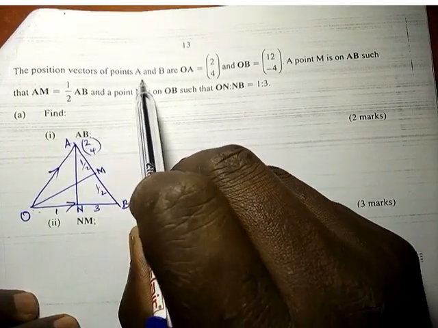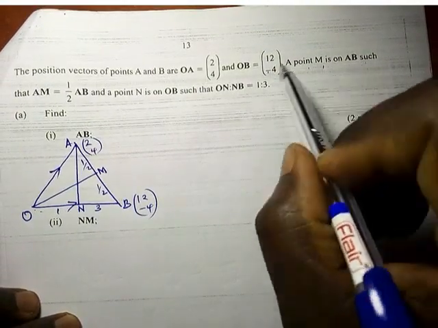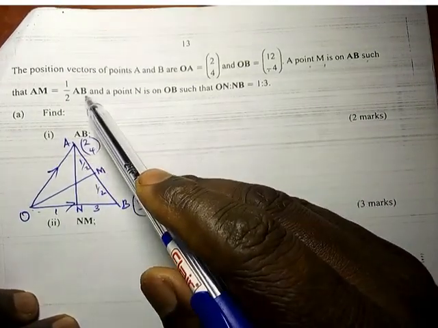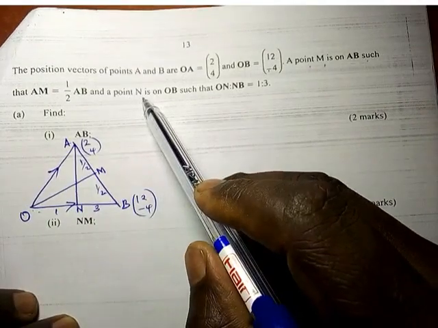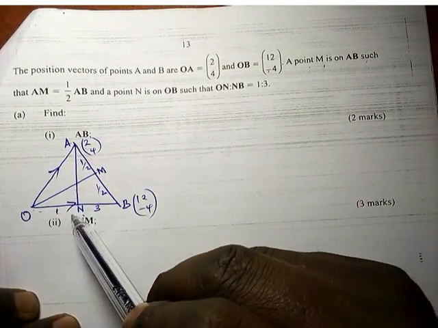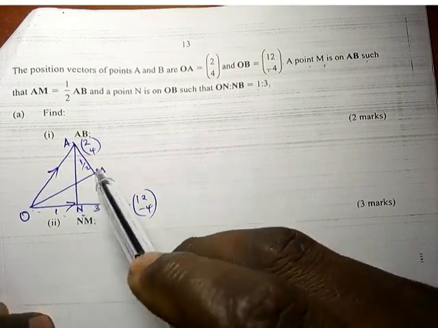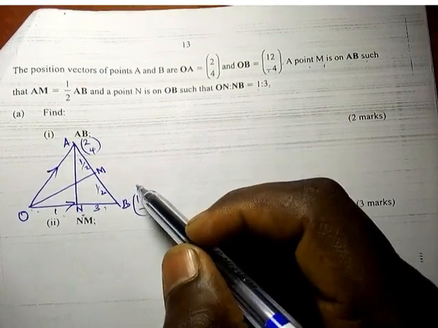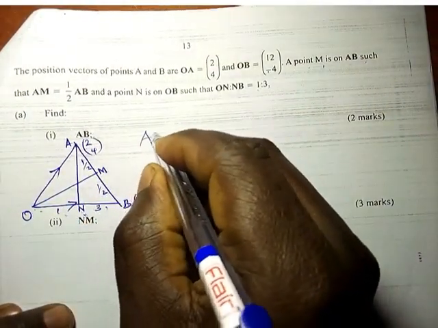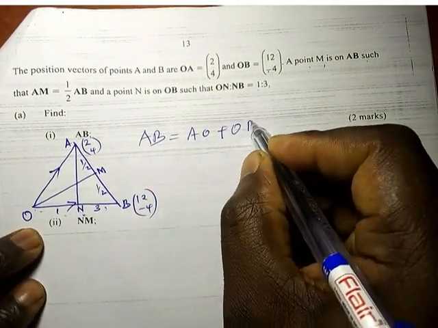The position vectors A and B are these. A point M is on AB such that AM is a half AB, that is 1/2, 1/2. And point N is on OB such that ON and NB is 1 to 3. So this sketch, you are the one to draw it so that you can use it. So find AB. So AB, that is AO plus OB.